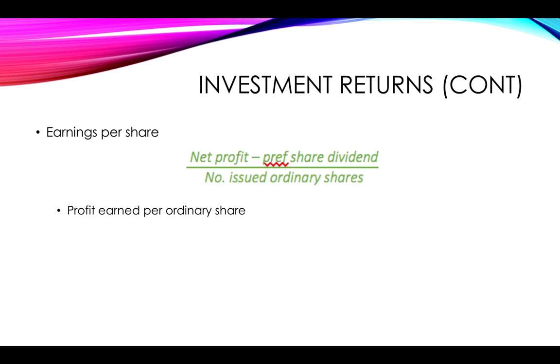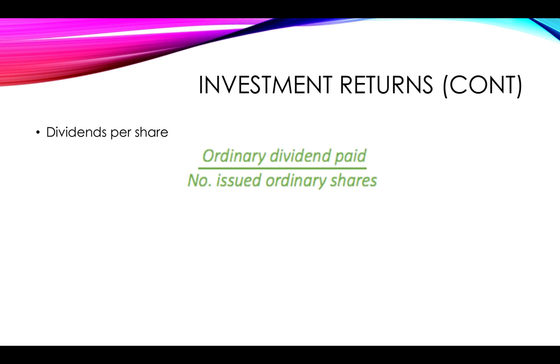This is going to determine what profit has actually been earned by each ordinary share, and again you would compare it to previous years as well as what the dividend per share was for this particular year. At the same time, you therefore obviously need to calculate the dividends per share. The dividends per share is the ordinary dividend that has been declared and paid for a particular period divided by the number of issued ordinary shares.